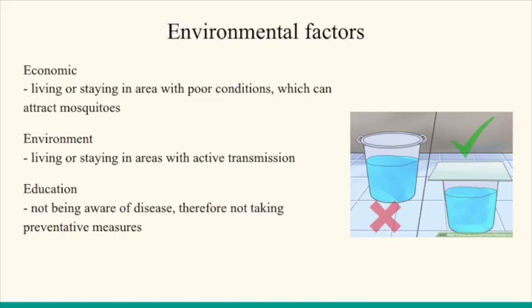Now I'm going to be discussing environmental factors. Economic, environment, and education are all factors that can influence one's risk of contracting chikungunya. Those who are of lower socioeconomic status tend to live in poor economic conditions, so their environment can attract mosquitoes. Those who live in areas with active transmission are also more likely to contract chikungunya. People who aren't educated and knowledgeable about the virus can be unaware of the dangers of the disease and not take preventative measures. For example, people can leave out water-filled containers at home, which is an optimal site for female mosquitoes to lay their eggs.